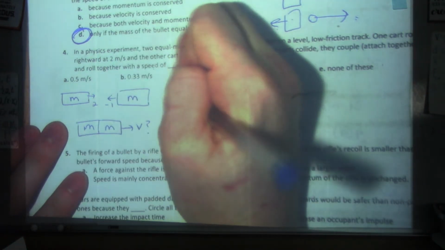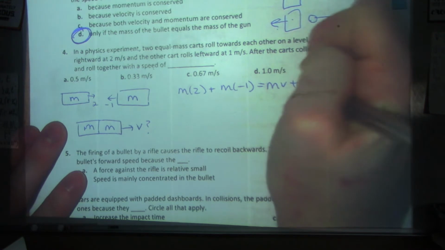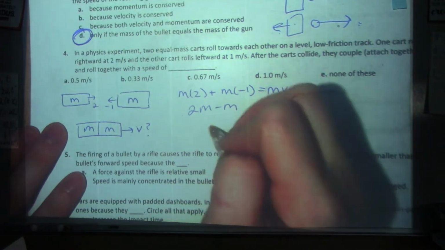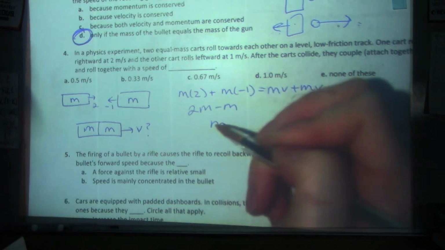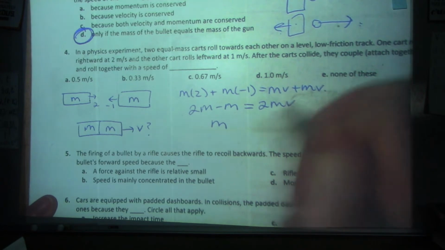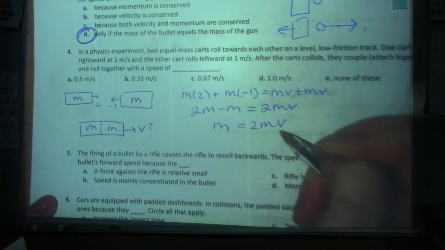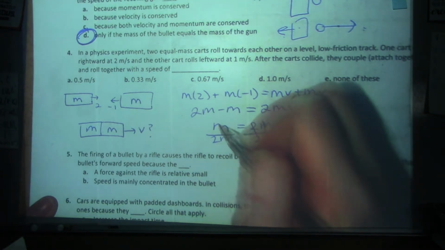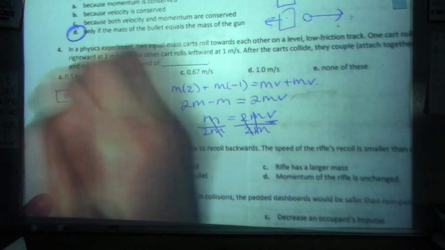So then it's m times 2 plus m times negative 1 equals mv plus mv. 2m plus negative m just gives me m, because 2x minus x gives me just x. And then mv plus mv is 2mv. So then if you're trying to find that missing velocity, divide the 2m over. The m's cancel out and you're left with 1/2, which is 0.5.